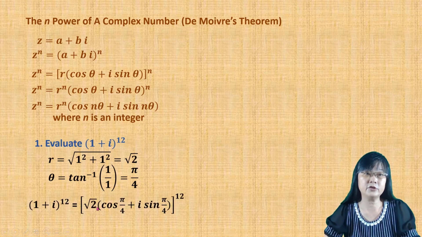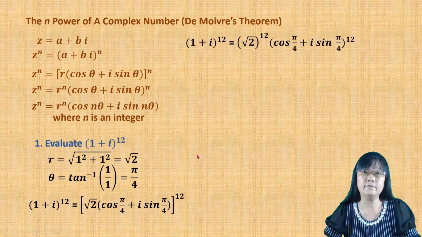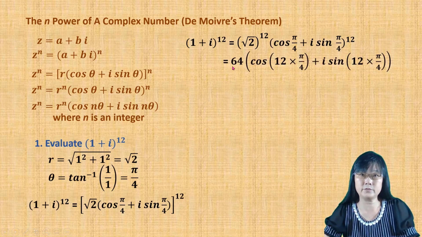So now I have changed the complex number into polar form. First I separate the power. Then for modulus, square root of 2 power 12 is equal to 64. Now as for (cos pi over 4 plus i sin pi over 4) power 12, under the Moivre's theorem, the argument becomes 12 times pi over 4, which is equal to 3 pi.